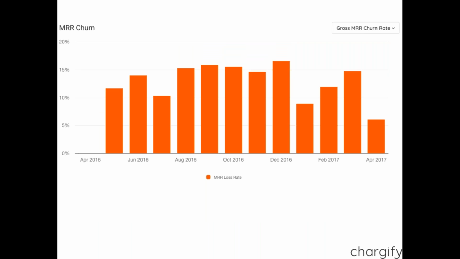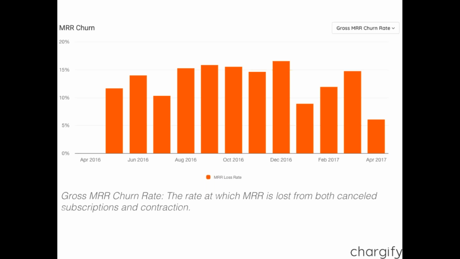Next, we have our gross MRR churn rate. This is the rate at which the MRR is lost from both canceled subscriptions and contractions. So if we're just trying to understand, from a money point of view, what's being lost, we'll combine the churn MRR and the contraction MRR, and then divide that by the start period MRR. So where are all of our losses? Where is all of our money going? Essentially any money that's lost is going to be included in this MRR churn rate. So that's the gross portion.